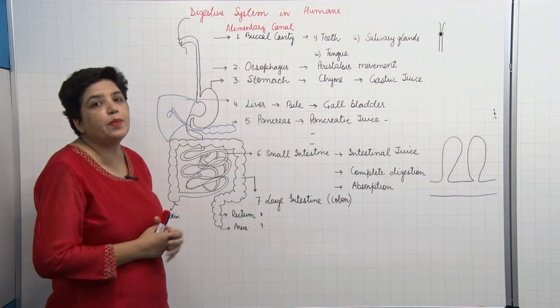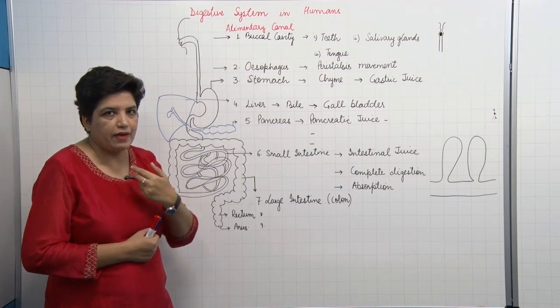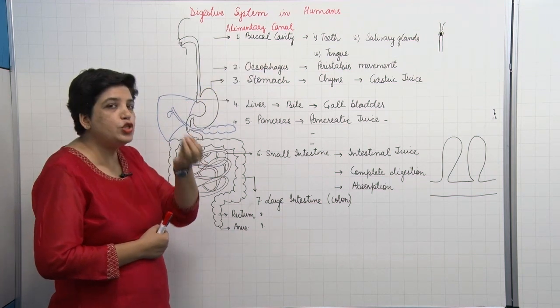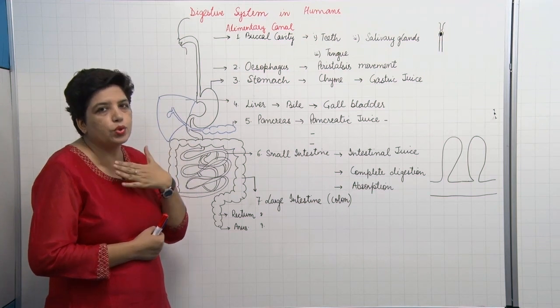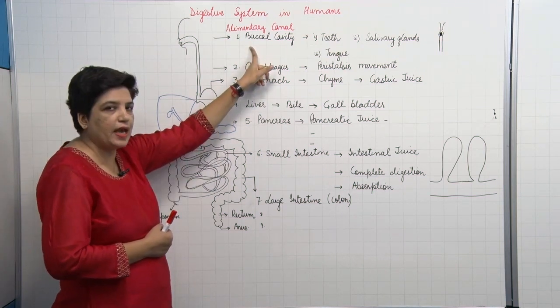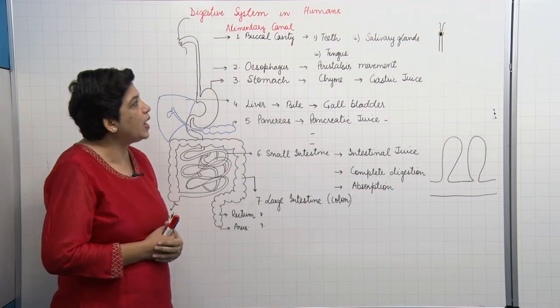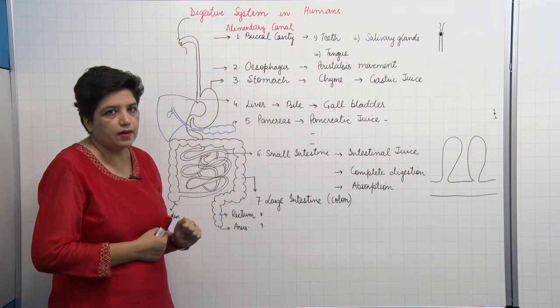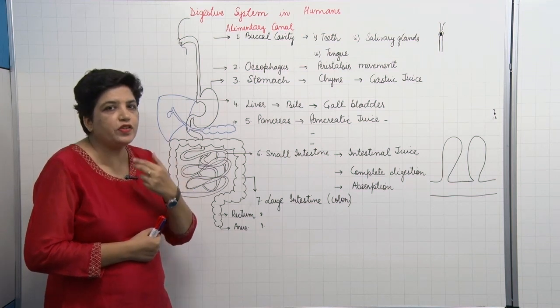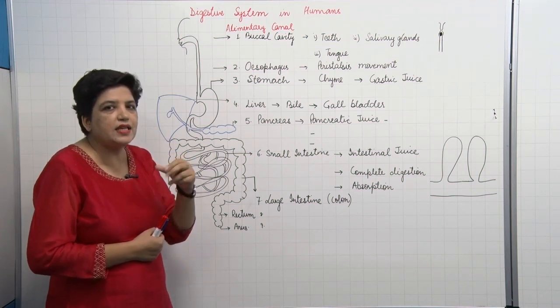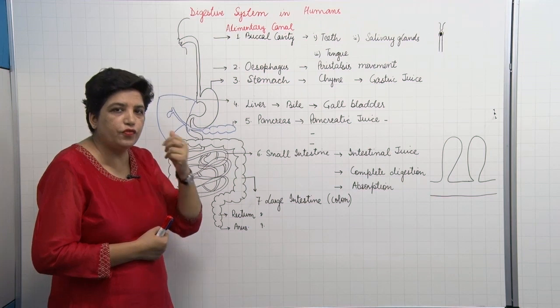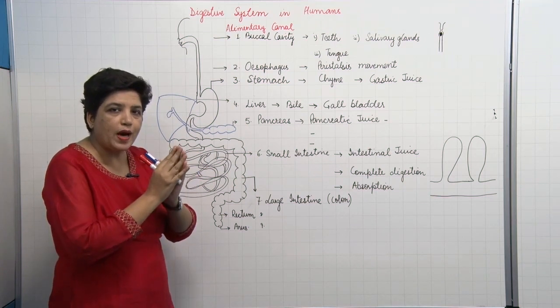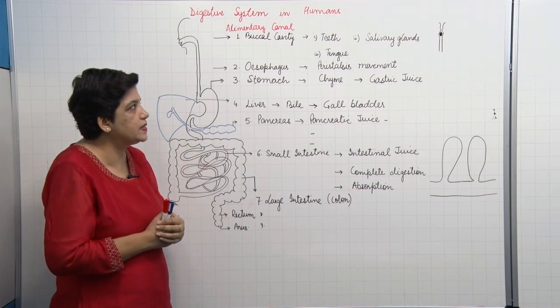The first part is the buccal cavity or the oral cavity. We ingest food, we intake food through this opening which is called the buccal cavity. The 3 main parts of this buccal cavity are teeth, salivary glands and tongue. We have a set of 32 teeth. These teeth help in chewing and grinding the food. So it breaks the food particles into smaller particles.